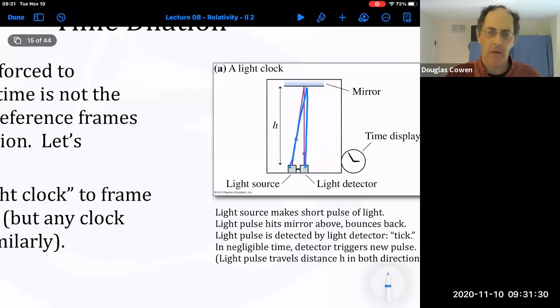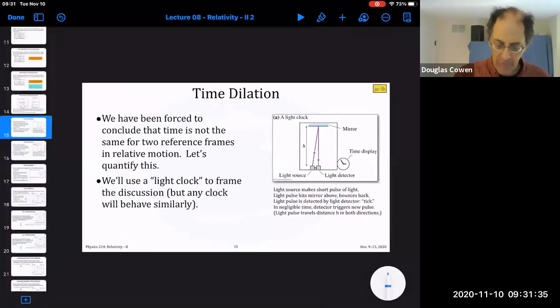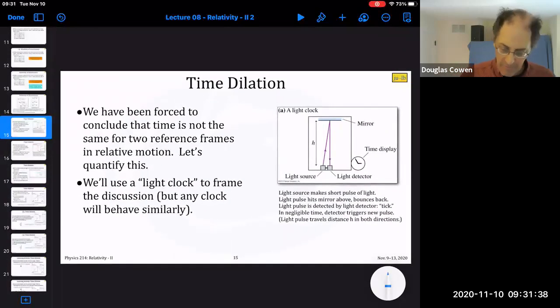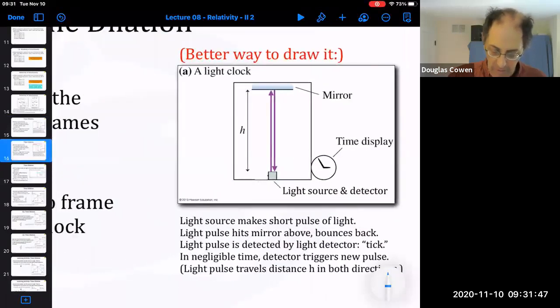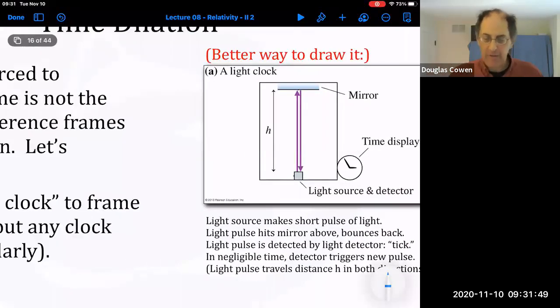I don't particularly like the way they've drawn this figure in the textbook, because it shows the light moving along different length paths from the light source to the mirror, then from the mirror back down to the detector. So I redrew it like this. It's basically the same thing. So what happens is we have a light source. It makes a short pulse of light, and it fires that short pulse of light up to a mirror, a distance h. And then it bounces off the mirror, comes back down again, and is detected by a light detector, which is in the same place as the light source, basically. That defines one tick of the clock.